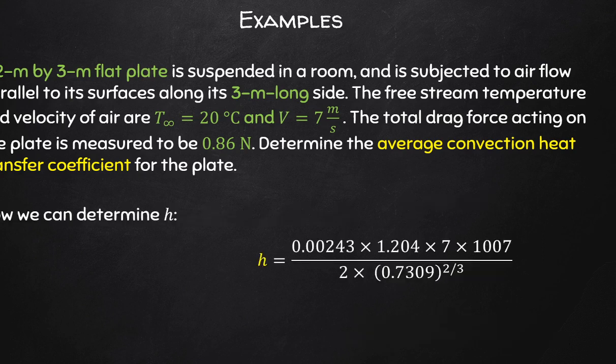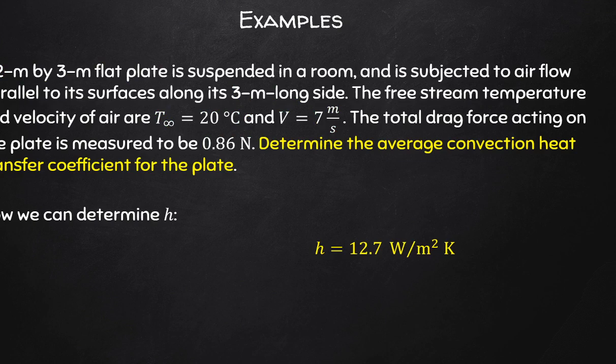We can now substitute in the values that we have obtained into our equation for the convective heat transfer coefficient, and we're able to calculate a value of 12.7 watt per meter squared Kelvin. And with that, we end off our lecture on the fundamentals of convection.